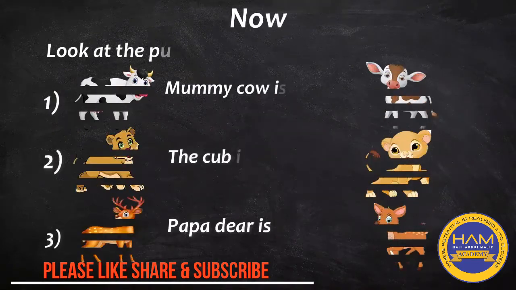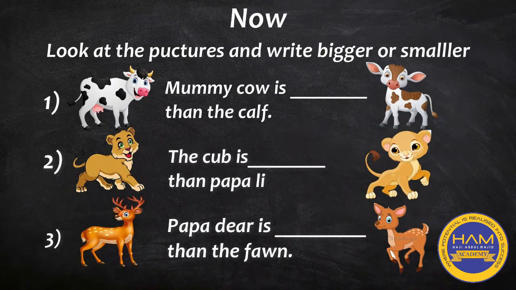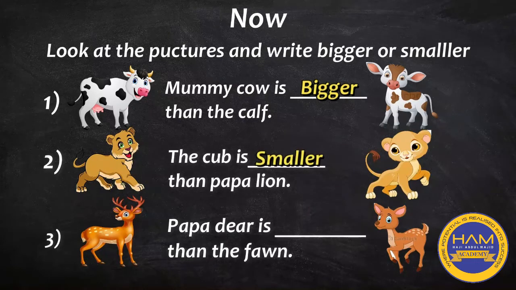Now look at the pictures and write bigger or smaller. Mummy cow is dash than the calf. Mummy cow is bigger than the calf. The cub is dash than Papa lion. The cub is smaller than Papa lion. Papa deer is dash than the fawn. Papa deer is bigger than the fawn.